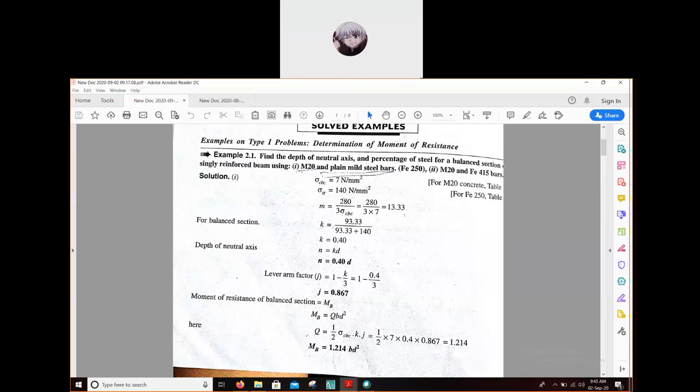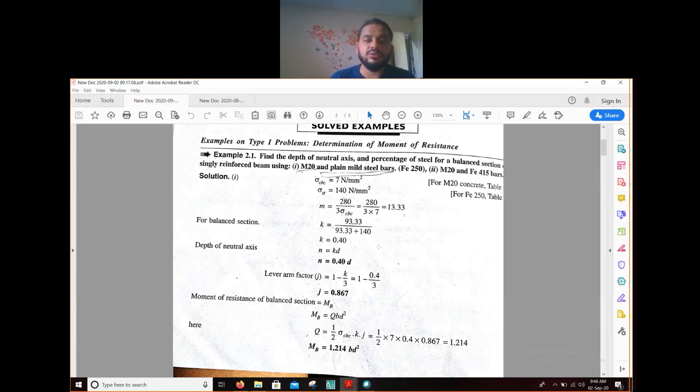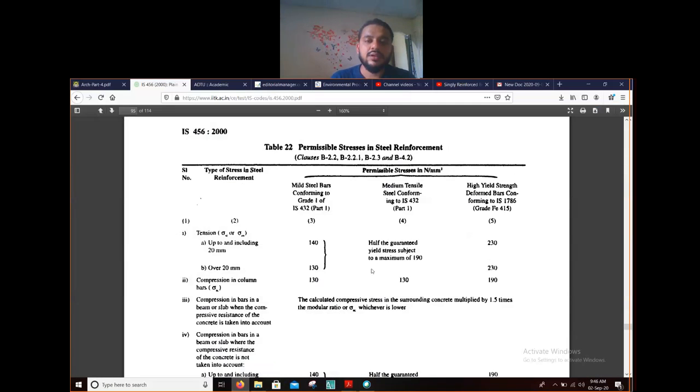Okay. So now I am asking you for FE415, what will be the value of sigma st? 230. Yes, 230. How you will get 230? From this Table 22, the FE415 value will be 230. So sigma st value will be 230.